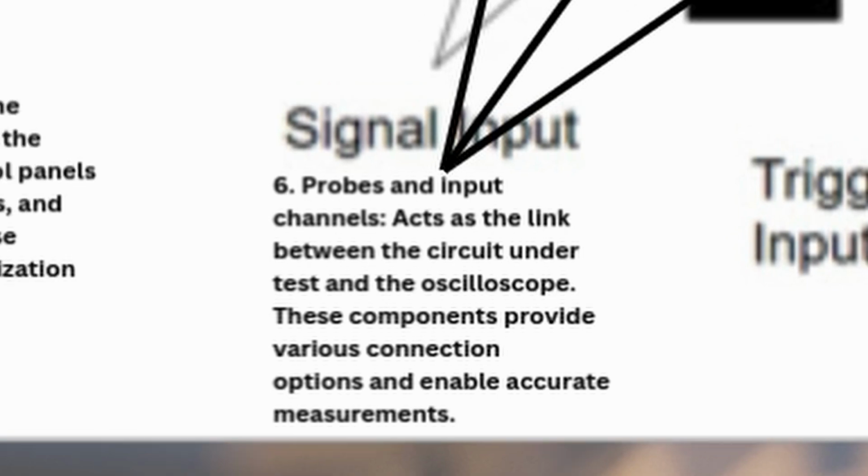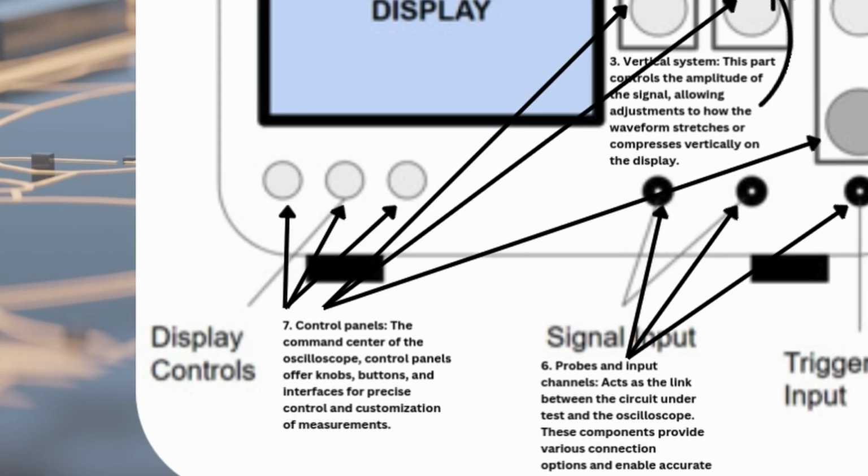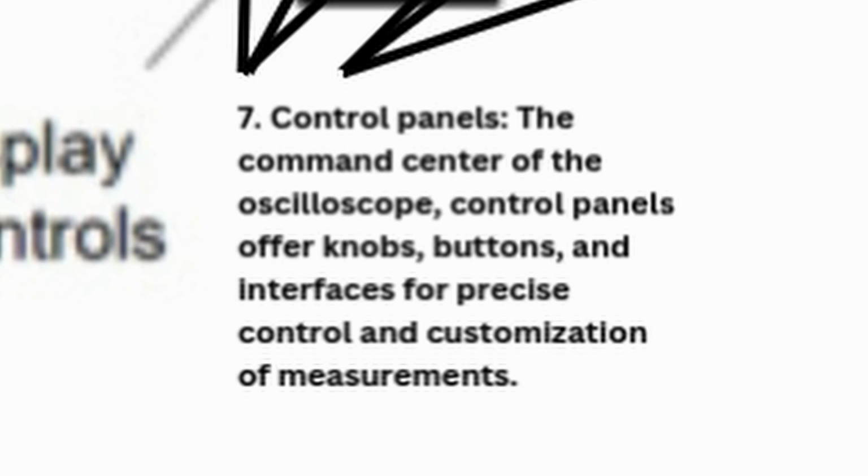Number 7. Control panels. The command center of the oscilloscope. Control panels offer knobs, buttons, and interfaces for precise control and customization of measurements.